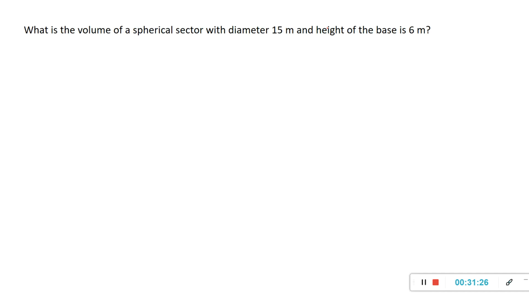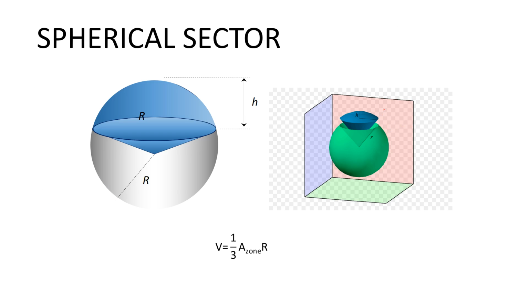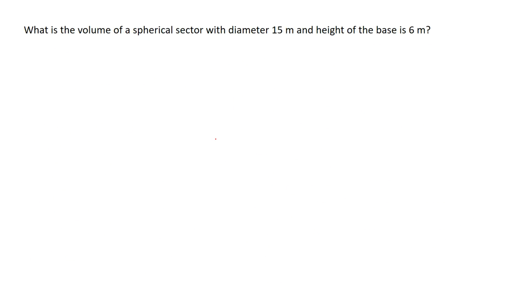Next problem is this. What is the volume of a spherical sector with a diameter of 15 meters and a height of the base of 6 meters? So, backread lang ta. Mo ni mga spherical sector, ha? Formula lang gid niya is 1/3 area sa zone times R. Volume is 1/3 area sa zone times R.